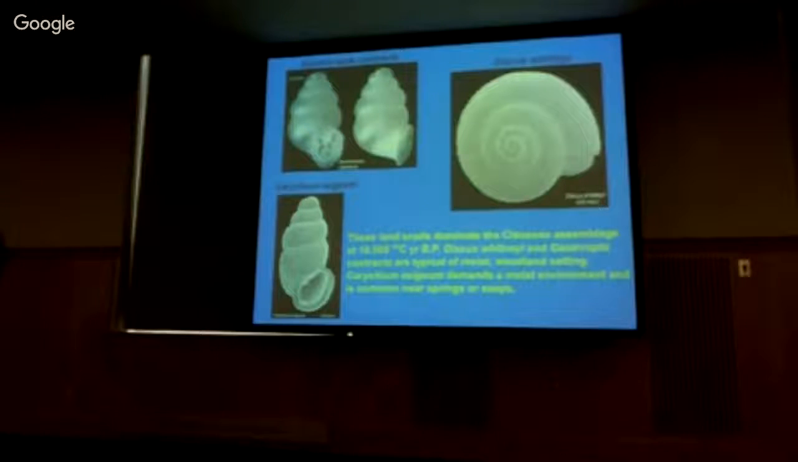What we see is that these land snails, the ones you see here, dominate the Coffey assemblage at 10.5. That's the oldest date. There was a feature at water level that dated to 10.5. It's probably a Folsom hearth that has these species, which are typical of moist woodland settings. This species demands a moist environment and is common near springs or seeps.